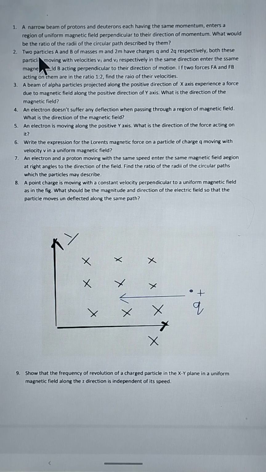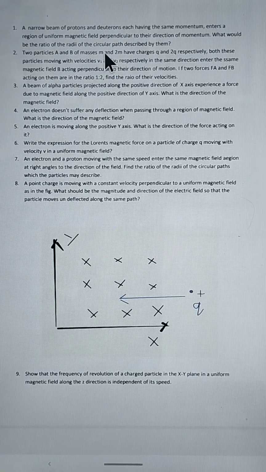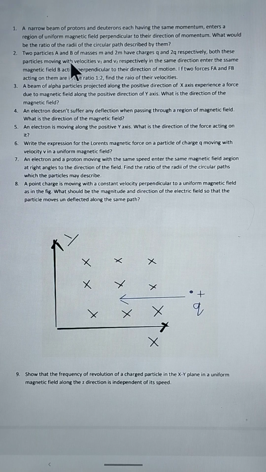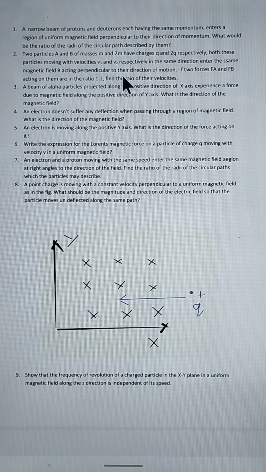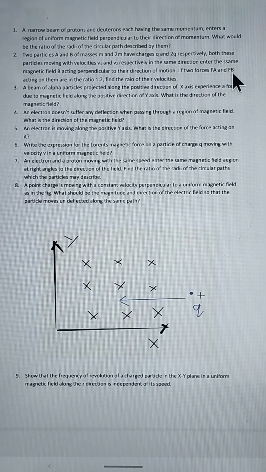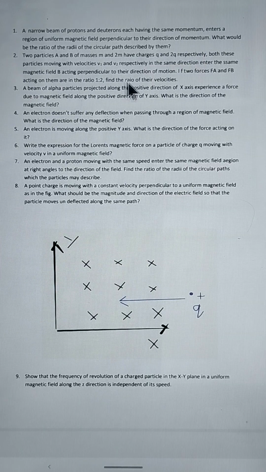Two particles A and B of masses m and 2m, the mass of the second particle being double that of the first, have charges q and 2q, the charge of the second particle being twice that of the first. Both these particles, moving with velocities v1 and v2 in the same direction, enter the same magnetic field acting perpendicular to their direction of motion. If the force on the first particle, Fa, and the force on the second particle, Fb, are in the ratio 1:2, then find the ratio of their velocities.